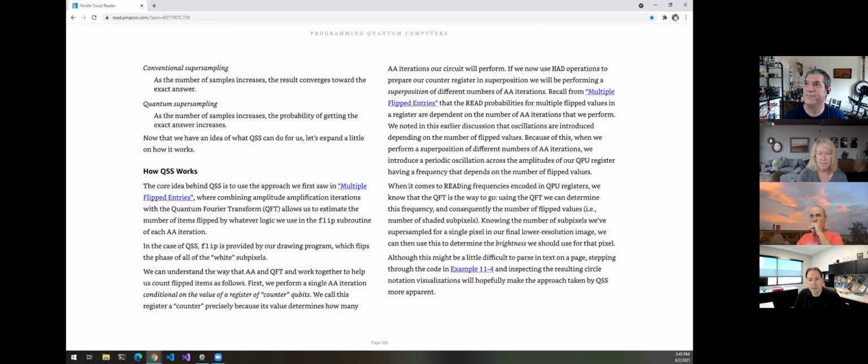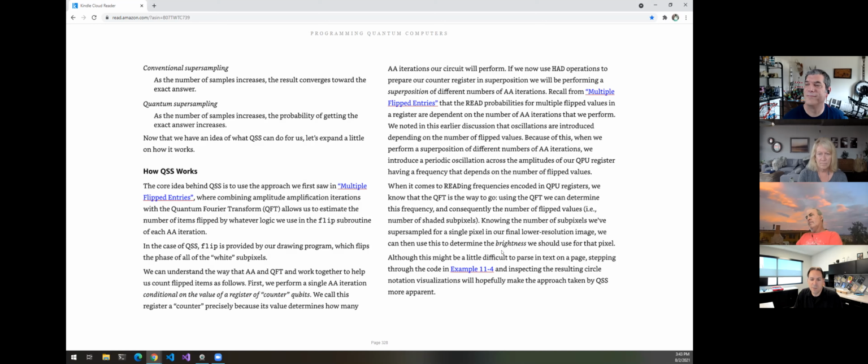So what he does is, when we're reading the frequencies in code registers, we know the QFT is the way to go. He's going to determine the number of flip values. So this is the key. We're actually looking at the number of flip values, which is our number of white pixels in that grid, right? Knowing the number of subpixels we've sampled. So again, knowing the size of our grid, which in this case was 4x4 by default.